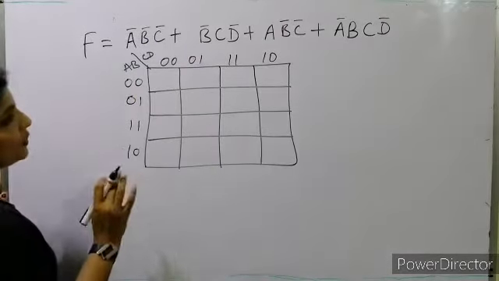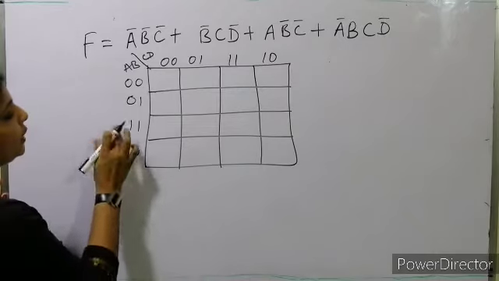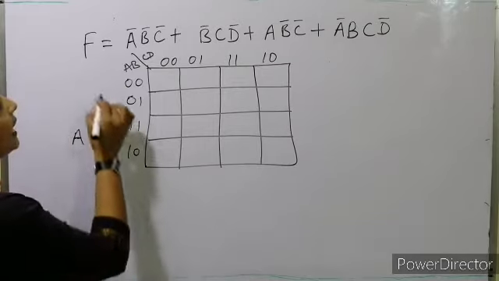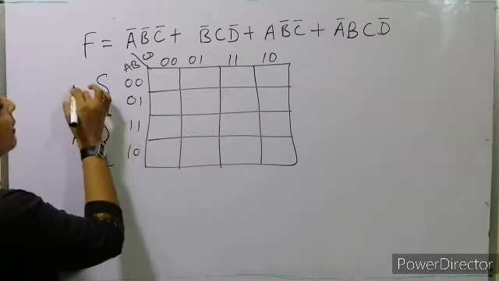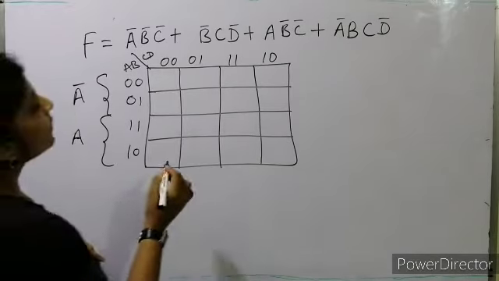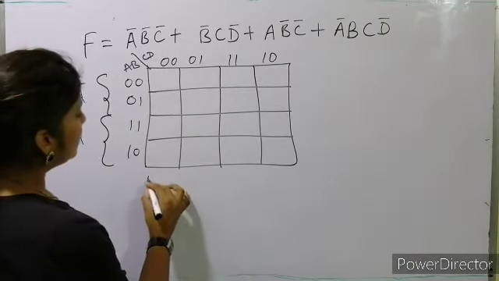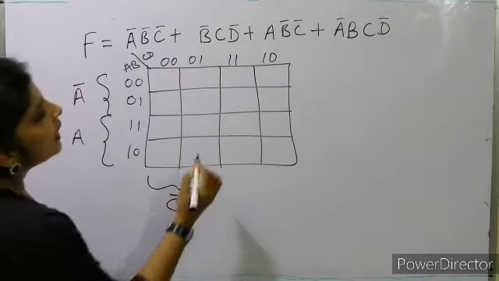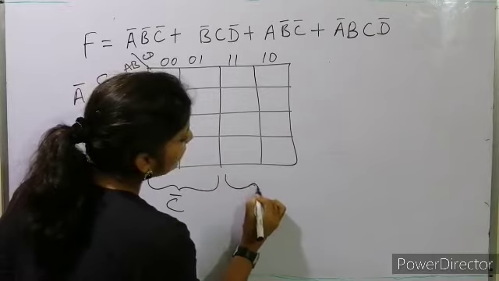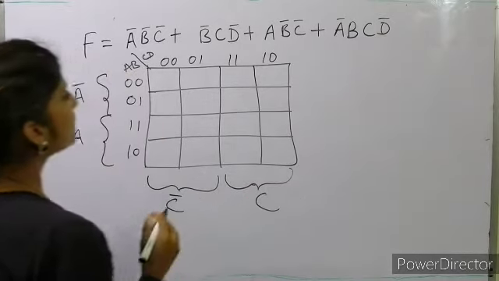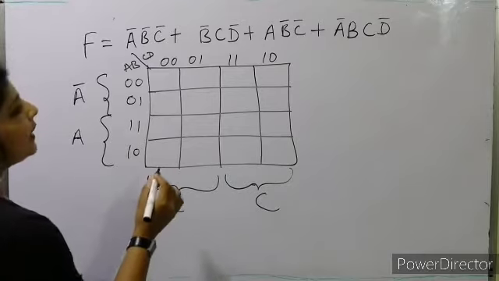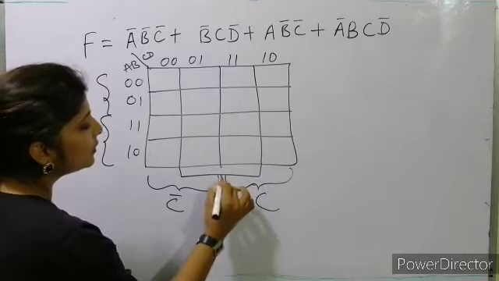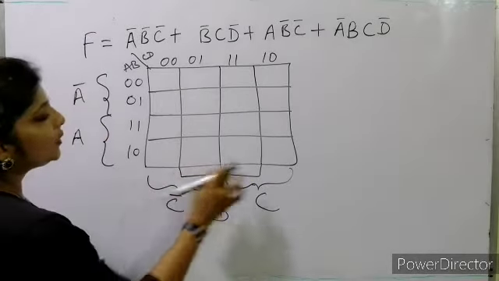Okay, so what we'll do, first of all, for these two, a is there. Okay, and for these two, a bar. Now similarly for these two, it is c bar, and these two will be for c. And again for d, in these two, d, and these two will be for d bar.